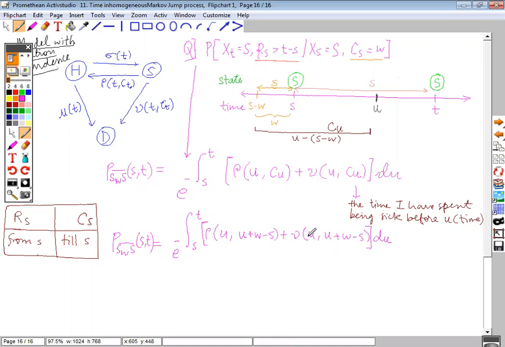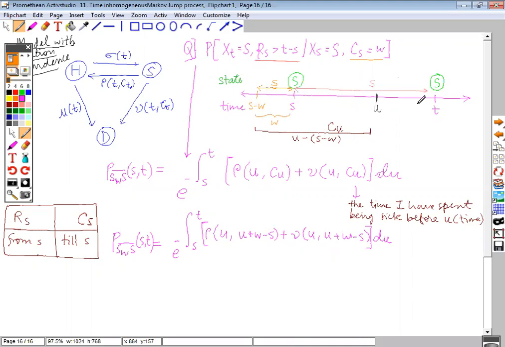And then we substitute in the value of the current holding time. And what is my current holding time? It represents the time I have spent being sick before U. So this U is arbitrary again. This U is subject to vary for any time from here to over there, right? So if it's here, then this will again be U minus S minus W. So this much of time you have spent being sick. So this CU increases as you move towards T.